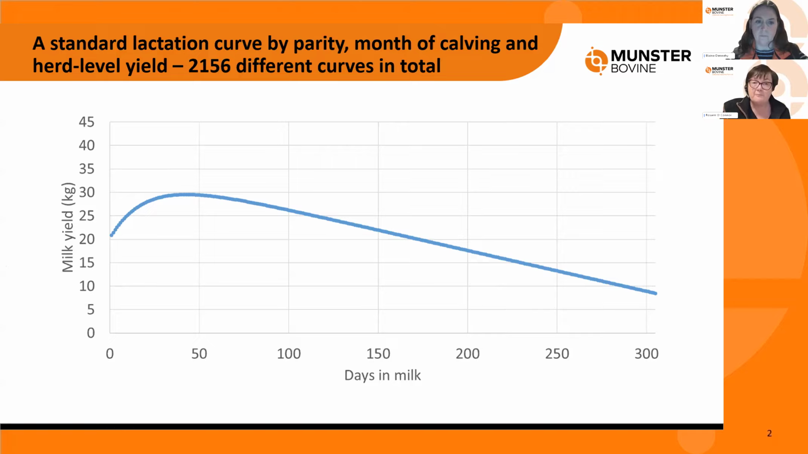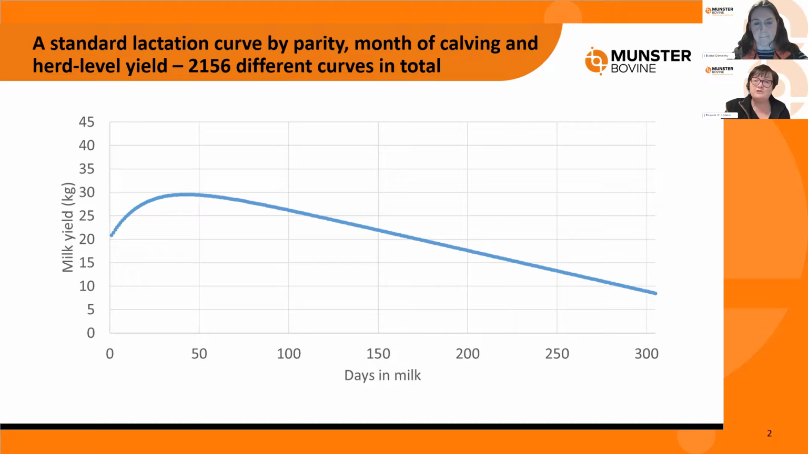So really the backbone of milk recording is the lactation curve. When I started milk recording, you had to milk record once a month because we didn't have lactation curves. But with lactation curves, with 4 milk recordings in the year, we can accurately calculate what a cow produces in a lactation. A standard lactation curve takes parity, which is lactation number, month of calving, and the herd level yield into account. There are 2,156 different curves in total.